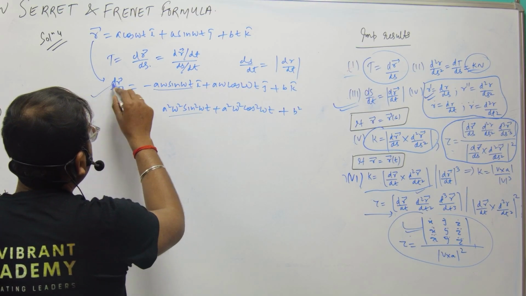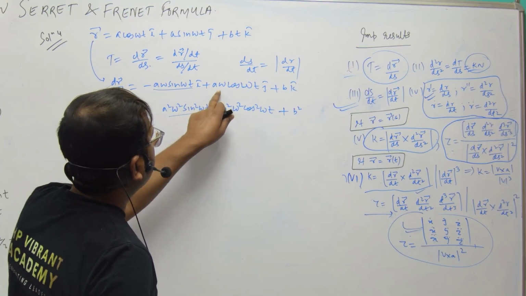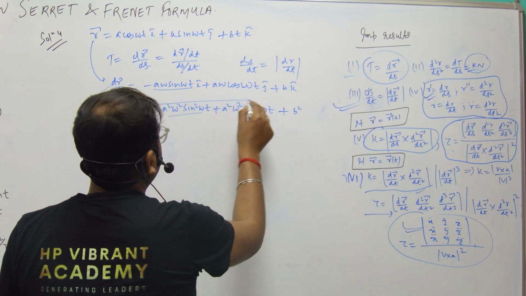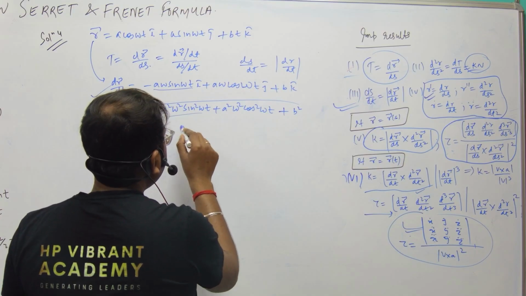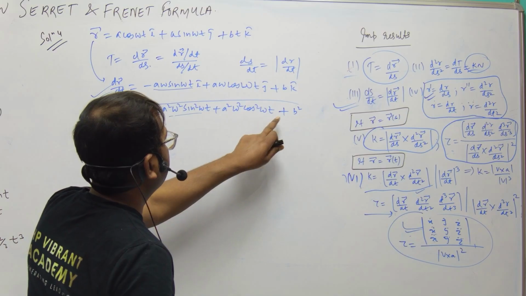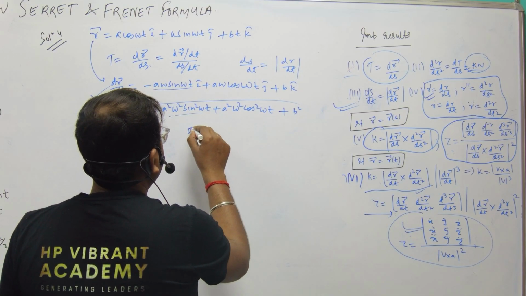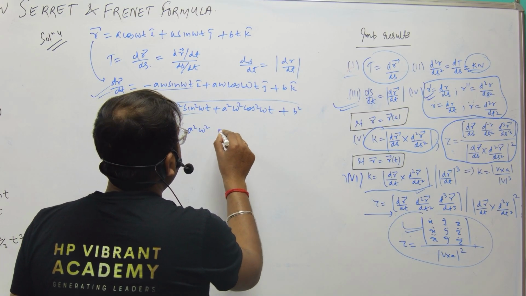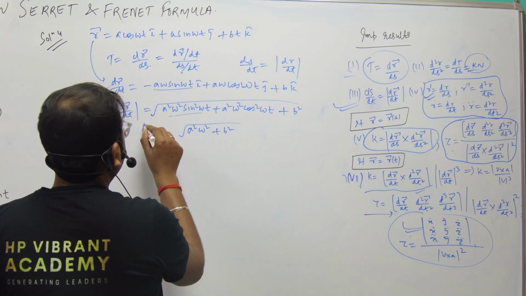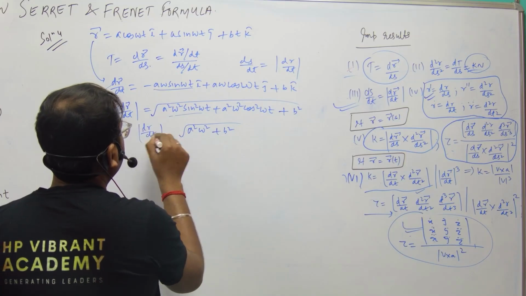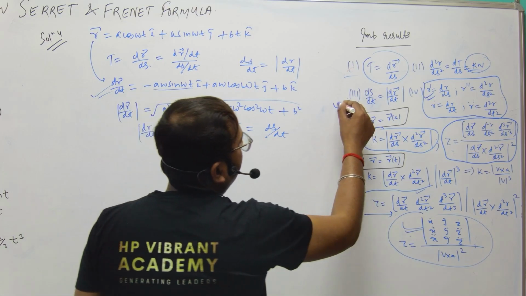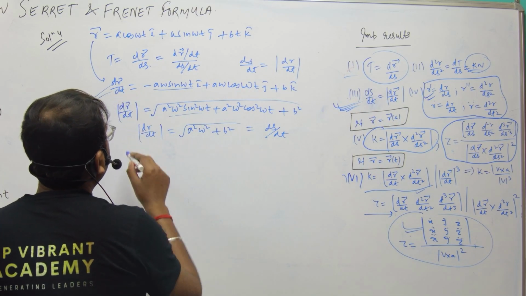We are taking the modulus of this under root. a square omega square we can take out, and sin square omega t plus cos square omega t is 1. So we get a omega, which is the value of the modulus of dr/dt, equal to ds/dt. This is the third result. Let us place the value here.